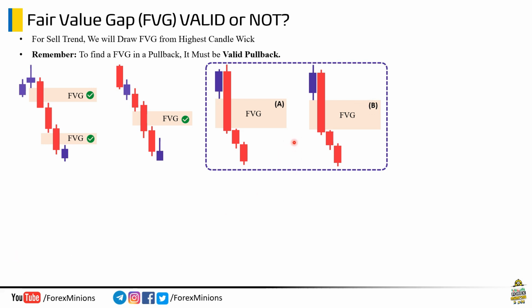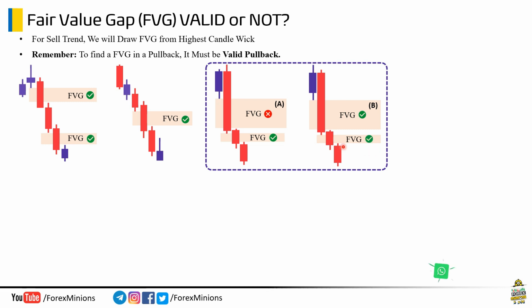Well, the correct answer is, A is an invalid fair value gap zone. Because this zone is framed from this bullish candle, which is not the highest candle, that's why this is an invalid zone. Here, this fair value gap zone will be valid, because this is marked from the highest candle's wick. Similarly, B is also a valid fair value gap. Because in this sample, the bullish candle is the highest candle and we marked this zone from its wick. Similarly, this fair value gap zone is also a valid zone.